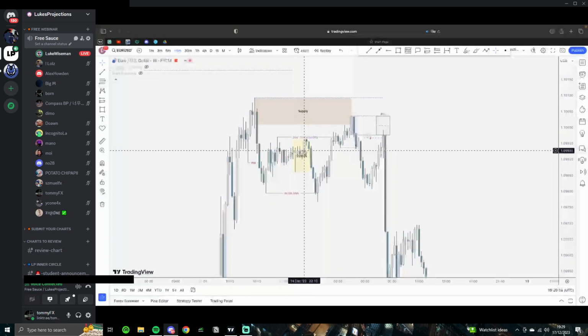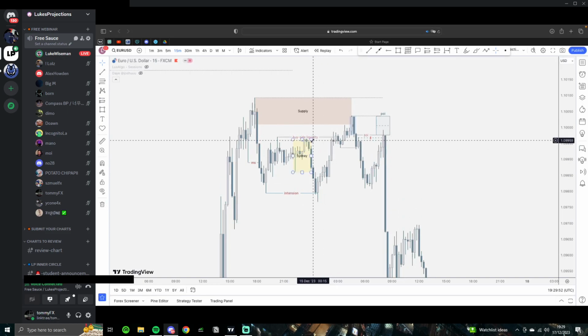Here we have Sydney. So Sydney session isn't a session that you need to be focused on or looking at. However, it is the time of day where the algorithm resets. So if you're trading Asia session, you'll find the majority of the time price will raid both sides, pushing into APY. So that's what happened.